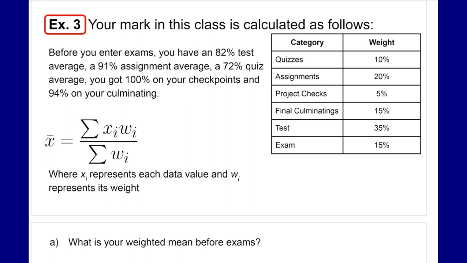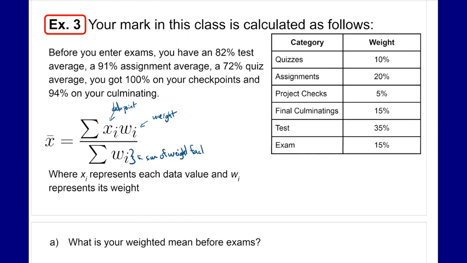So if we want to calculate the mean, we have to do it a little bit differently because we have to introduce the weights. So what we do, the average or X bar, is the sum of each data point multiplied by its weight factor, divided by the sum of weight factors.